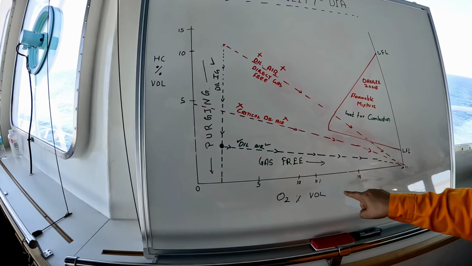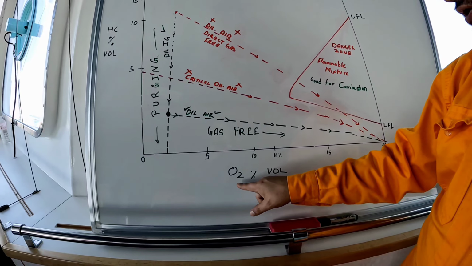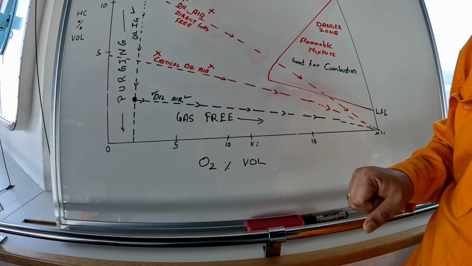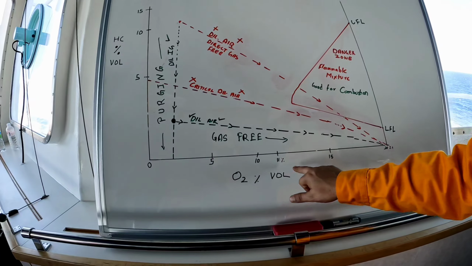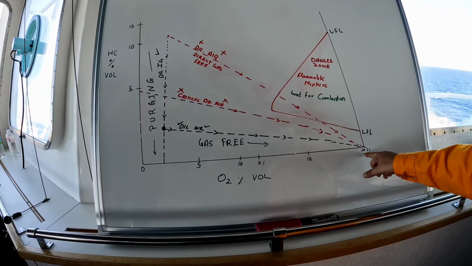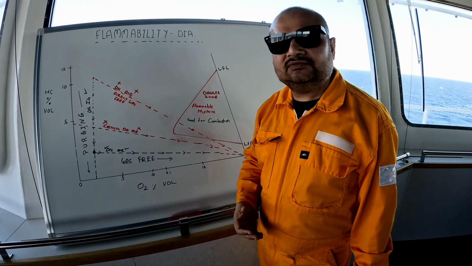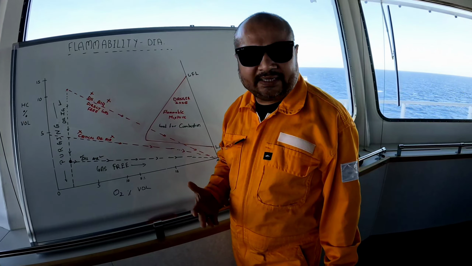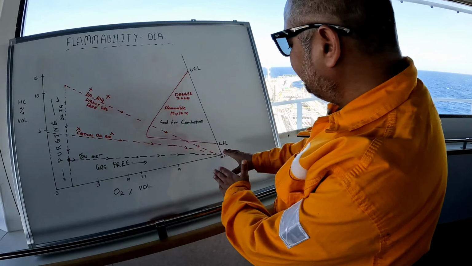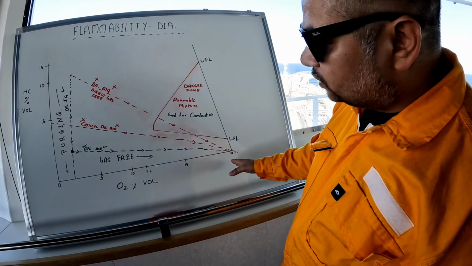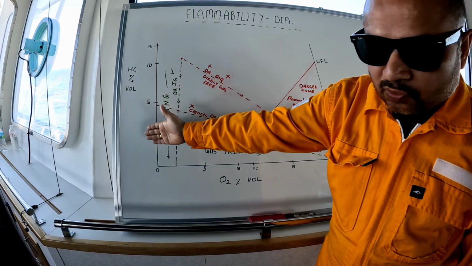Then we have another axis over here. This axis is for oxygen, so it denotes oxygen percent by volume in the tank. As we can see, this is 0, 5, 10, 11, 15 and 20.9 and 21. We know that the oxygen in our atmosphere is 20.9, so you can only enter a tank when it is 20.9. That's why we have 20.9 and 21 over here. So this is the x-axis for oxygen, and the y-axis is for hydrocarbon.